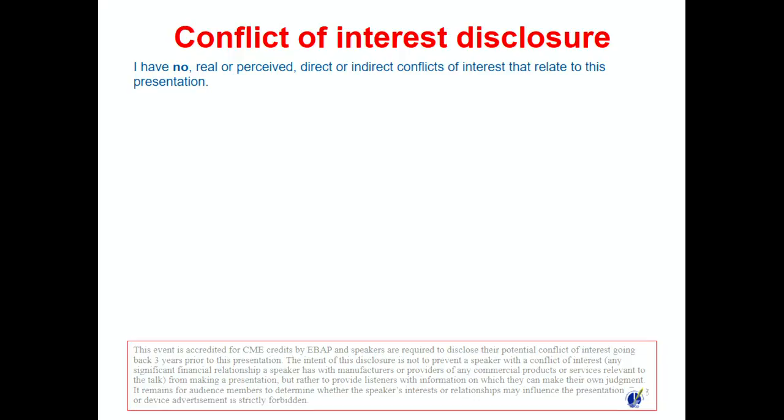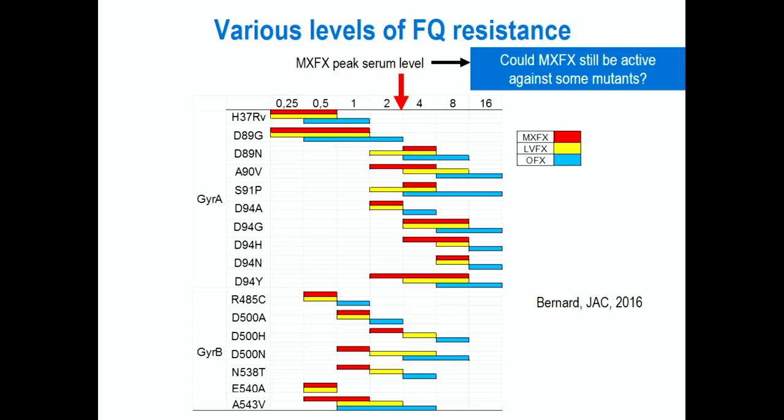So I do not have any conflict of interest. The first two presenters, I think, show that pretty well. There is variability in the levels of resistance to fluoroquinolones. We've been doing this work with Alexandra for about 10 years now, trying to link the genotype with the phenotype. And we've been seeing that we had these various levels of drug resistance.